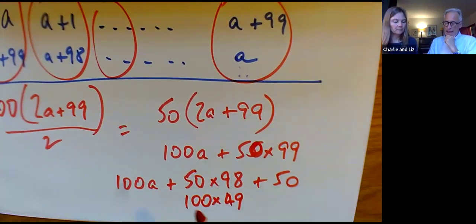If I take each pair of 50, it'll make 100. Yeah. And I'm going to have 49. If I've got 98 50s, I'm going to have 49 100s. Right. So I've got a multiple of 100 plus another multiple of 100 plus 50. Nice. And so we started with something diagrammatic, and then we've got something algebraic.